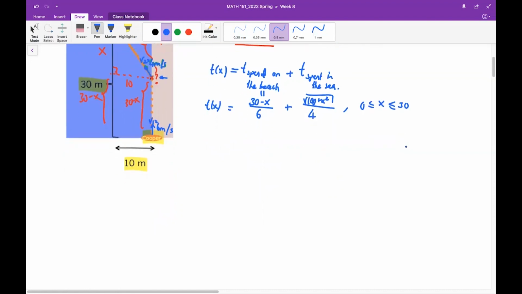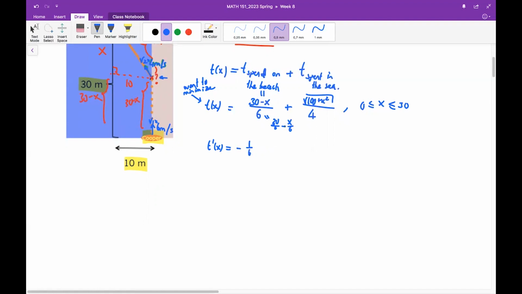And so this is our optimization problem. We want to minimize this function, which is the time function. Let's take the first derivative of it to find its critical points. Here you can separate this expression like (30 minus x) over 6, right? Or instead of writing over a common denominator, you can write it like that. 30 over 6 is just a constant. It is gone after taking the derivative.